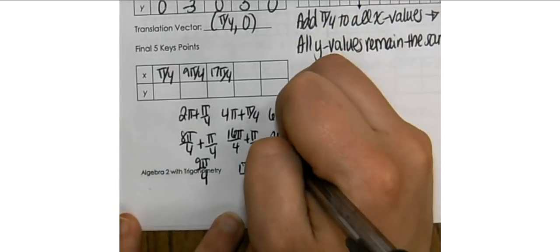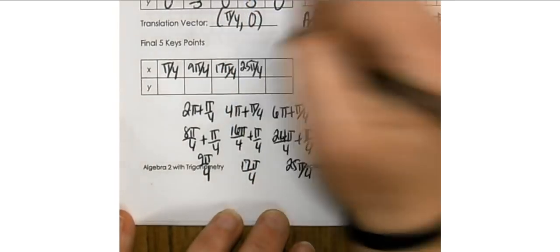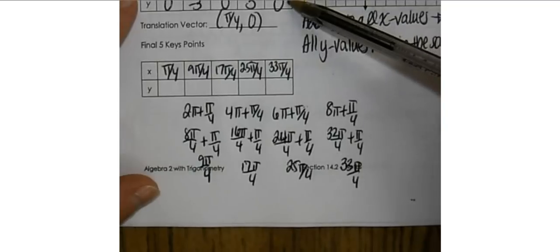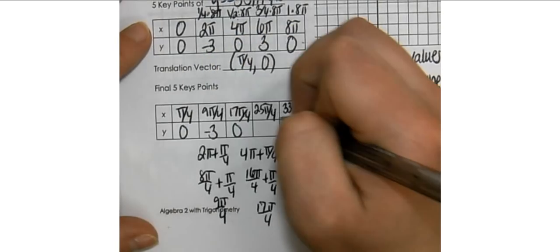Then I'm going to take 6 pi plus pi over 4, and I'm going to use a common denominator of 4 to make that 24 pi over 4 plus pi over 4. And now we have 25 pi over 4. And finally, we have 8 pi plus pi over 4. So that's going to be 32 pi over 4 plus pi over 4, and that's going to equal 33 pi over 4. So those are my x values that I'm going to be working with. Now, because my y values do not change, I'm just going to rewrite them. So we have 0, -3, 0, 3, and 0.